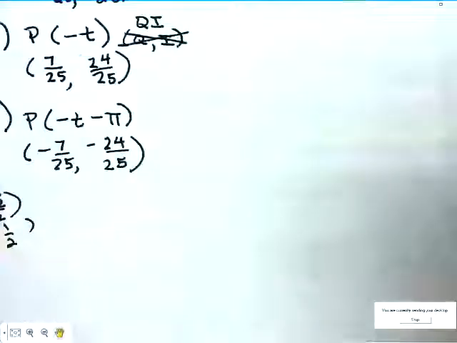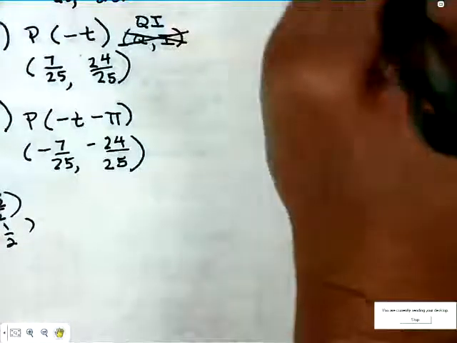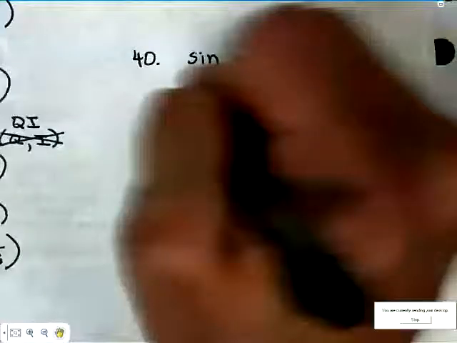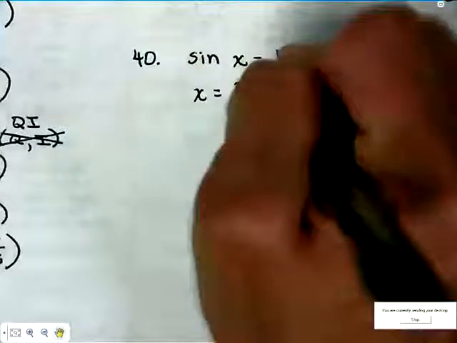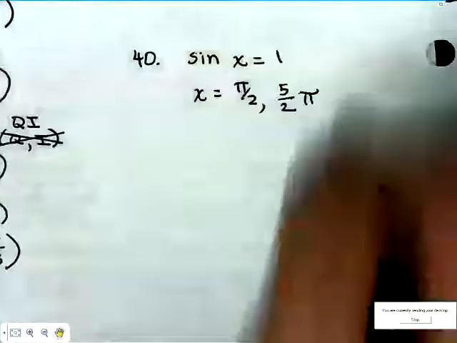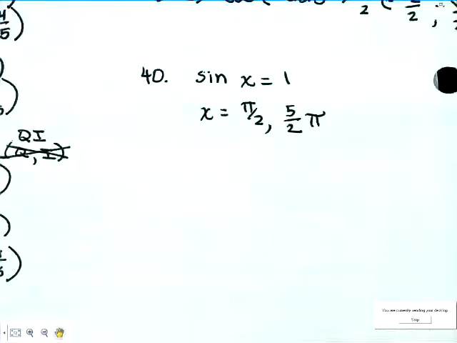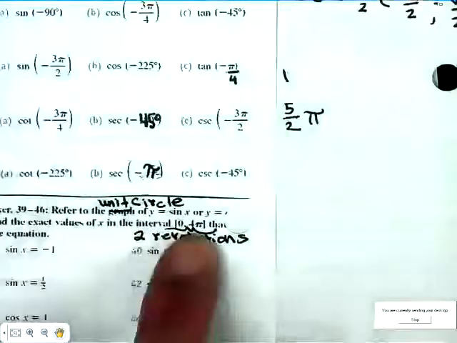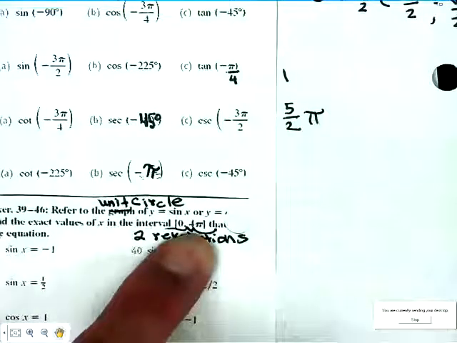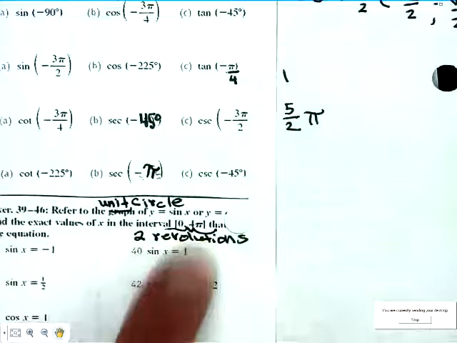So number 40, solutions to sine x equals 1 would be at pi over 2, and 5/2 pi. And the only reason we have two answers is the direction said in 2 revolutions of the unit circle. If it said on the interval 0 to 360 degrees or 0 to 720 degrees, then you would answer in degrees. All right, one more.